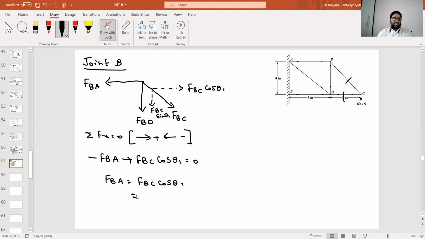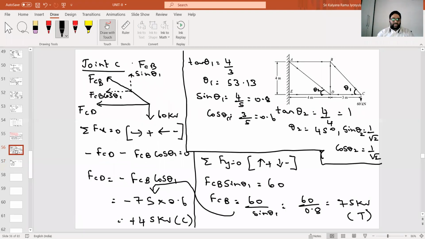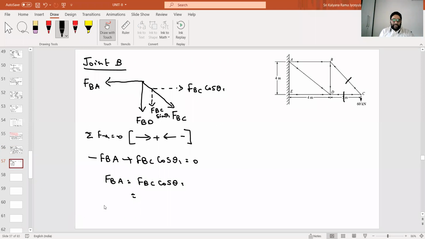So what is FBC? FBC is 75 kilonewton. So 75 into 0.6. So how much is that? Similar to the previous value, that is 45 kilonewton, tensile.